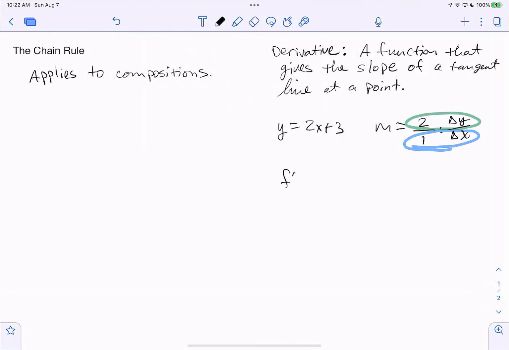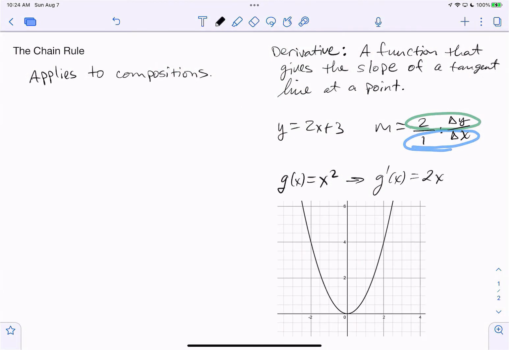Now let's consider f of x is equal to x squared. Actually, I'm going to call it g of x because I'm going to set something up here. Then we know that g prime of x is 2x, which itself isn't a slope, but for any particular value of x, we can put a number into g prime and get a number out. Like for instance, if x is equal to 0, then we have a slope of 0, and we know that corresponds to a horizontal tangent.